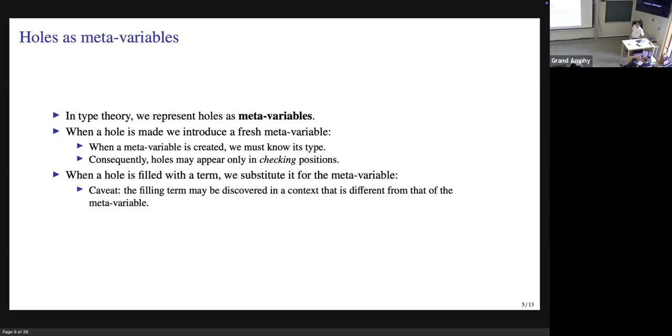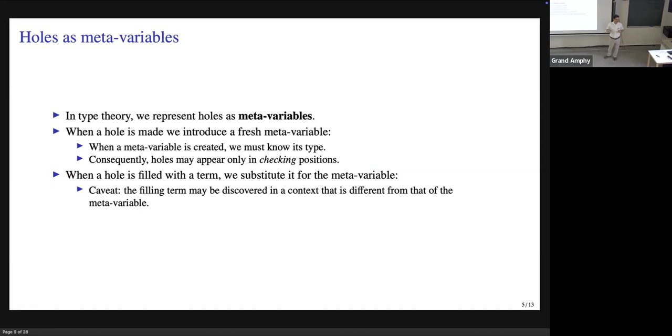Now, what does it mean to fill a term, to fill a hole? Okay. So somehow somebody tells you, or you calculate that your meta variable should be equal to such and such thing. You want to fill the hole in with the term. Well, that would mean that now you need to substitute this term for the meta variable. But in the meanwhile, there are a couple of things that are going to happen. So you will discover what this term is somewhere else, not where the hole is, right?